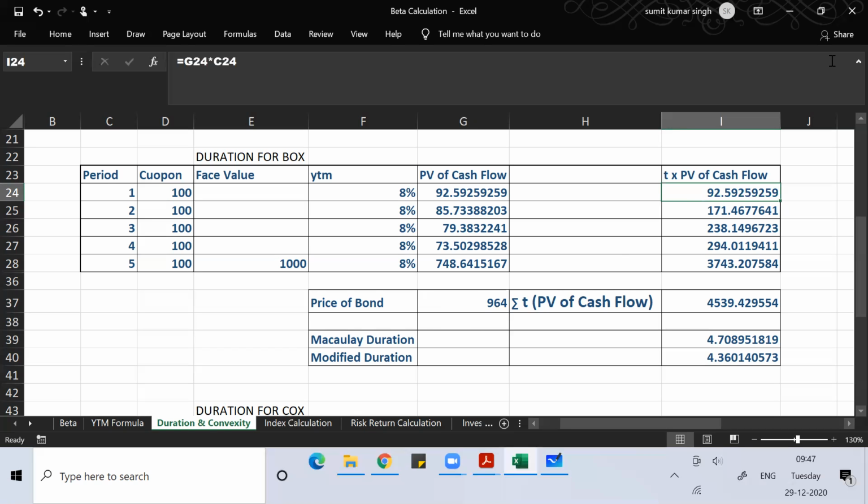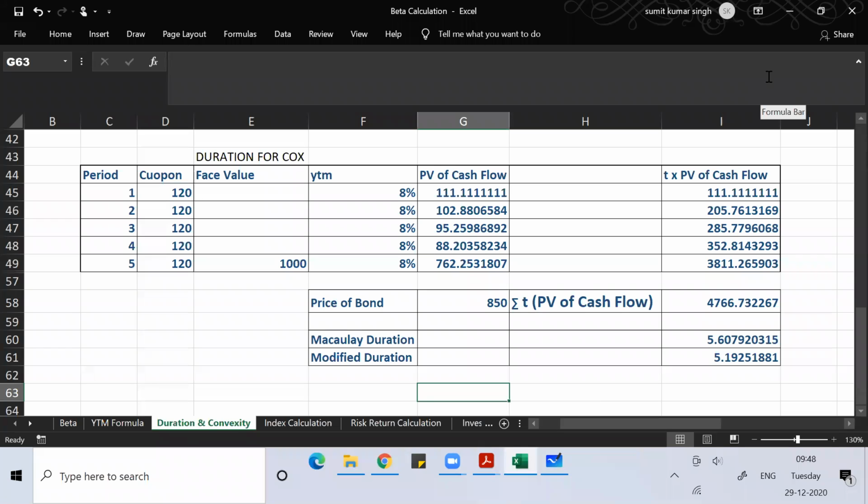Everyone, please write it down. The same way we did the calculation for BUX, we have to do the calculation for CUX. For CUX, the coupon rate was 12%, so the coupon you'll get is 120 rupees. The face value is 1000 rupees. YTM is given as 8%. And here again, the price of the bond is given as 850 rupees, so I cannot take the price of the bond as the sum total of the present value of the cash flows.